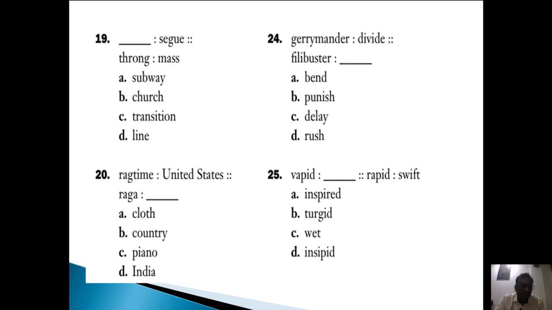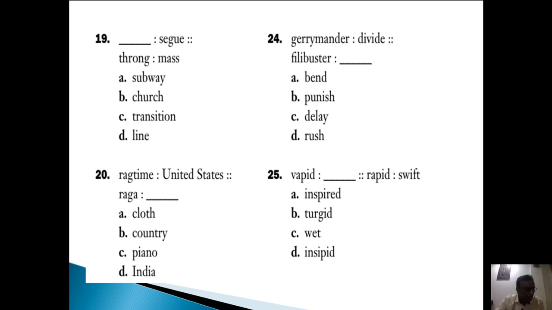Gerrymander, question number 24. Gerrymander equal to divide, and filibuster equal to what? Answer: to gerrymander is a political term, in the same way to filibuster is to delay legislation. So the answer would be option number C.